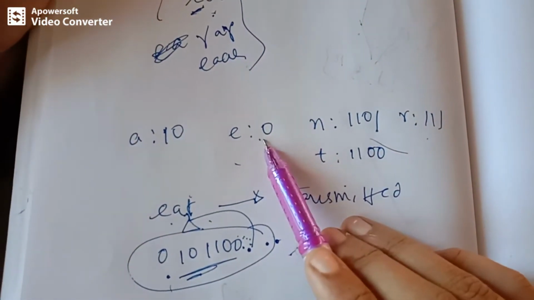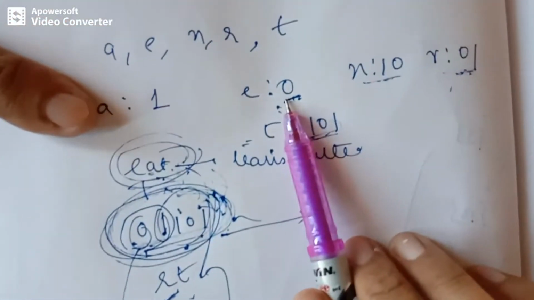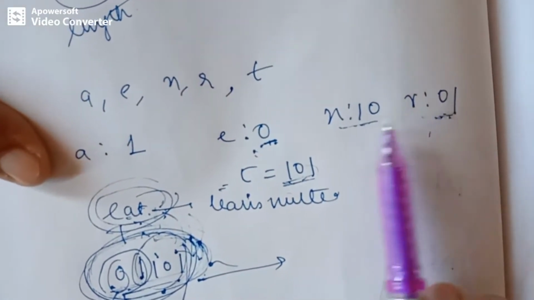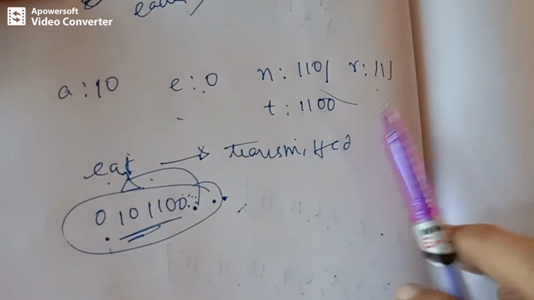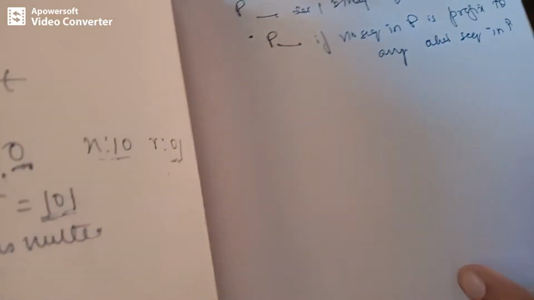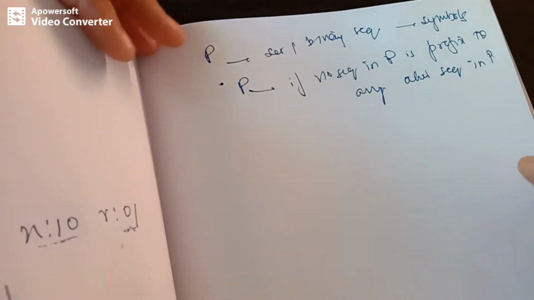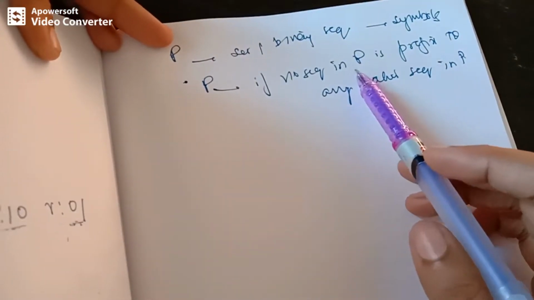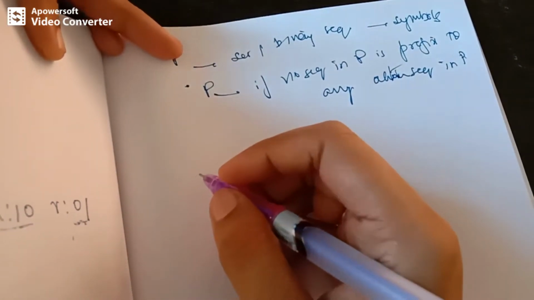For example, this is not a prefix to any other codes, whereas in this example, it was a prefix to other codes. 0 was starting here also. Again, 10 was included here also. Right? It should not. This is not a prefix code, whereas this is an example of a prefix code. Clear? So, the definition is, let's say P is the set of binary sequences that represents symbols, and P is called a prefix code if no sequence in P is a prefix to any other sequence in P. Such a set is called a prefix code.